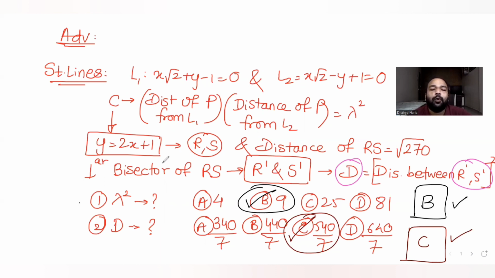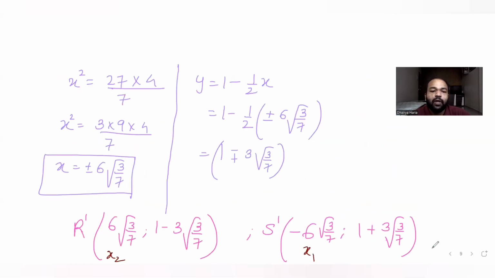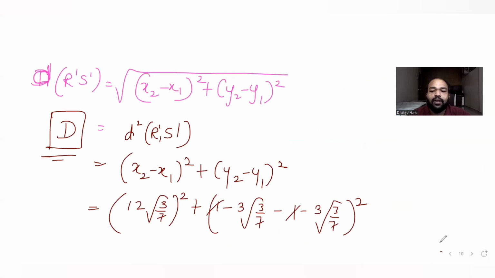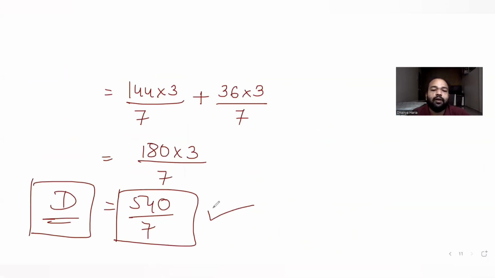So we just found the equation of the line for the perpendicular bisector. We solved this equation of line and the equation of curve C simultaneously to get points R' and S'. Then we found the square of the distance between R' and S'. That was capital D, and the answer for capital D came out as 540 by 7, which matches with the option.